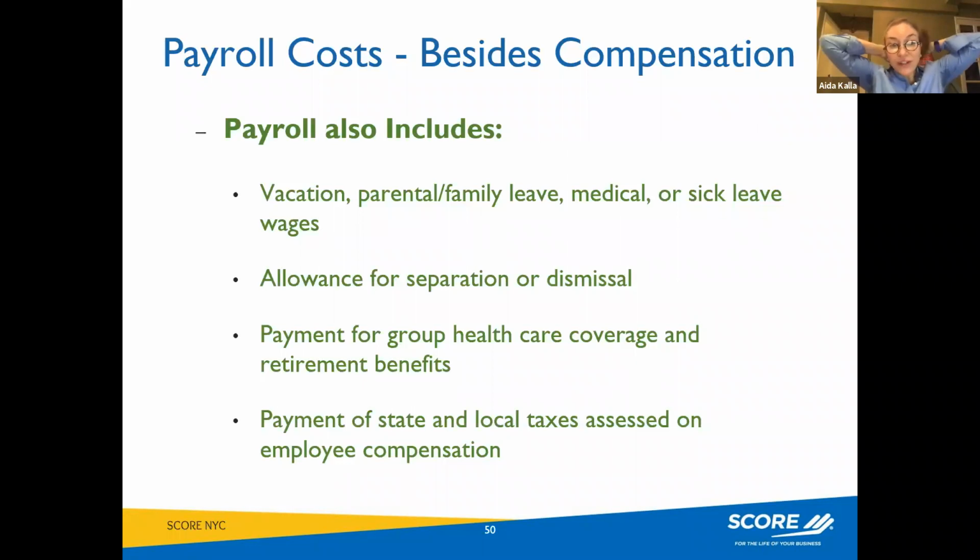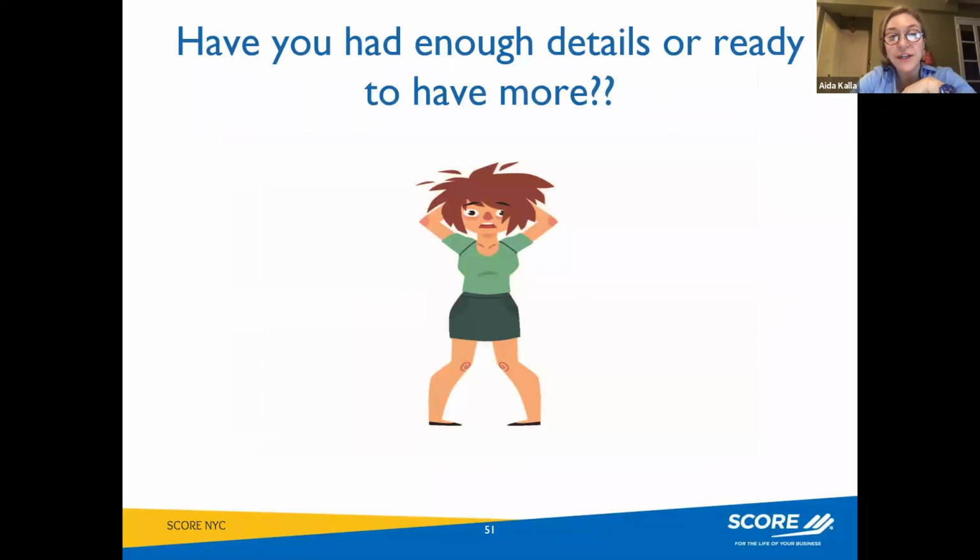Okay, so what does payroll actually include? Obviously, it includes the compensation, the paid compensation that we talked about. But payroll includes other items, not just paid compensation. So it includes vacation, family, medical leave, or other sick wages. It includes allowance for separation or dismissal. It includes health care coverage and benefits. And it includes local taxes assessed on employee compensation. So those are definitely includable.